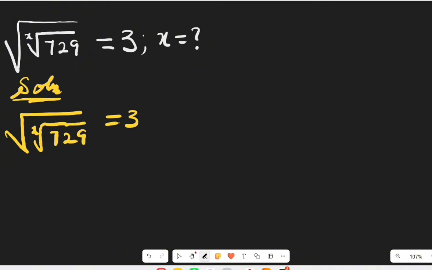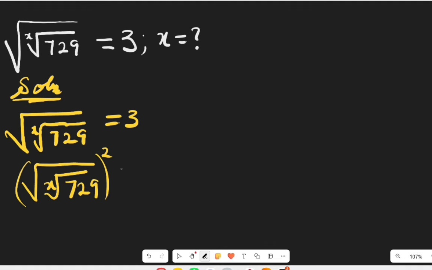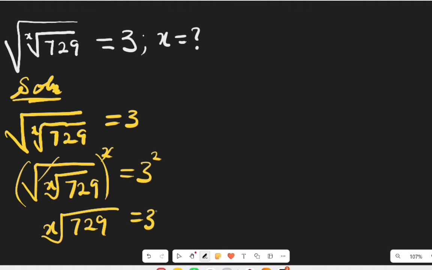First, we square both sides. When we square both sides, we are going to have the x-th root of root 729 all squared equal to 3 squared. Square, we cancel square root, left with the x-th root of 729 equal to 3 raised to the power of 2.